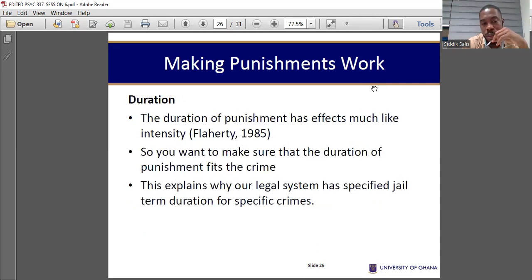Then the duration. The duration should also be accurate. And that's why I think it is even said here. This explains why our legal system has specified jail term duration for specific crimes. Imagine someone steals, let's say, yam, and for that you give the person 10 years. Someone stole millions of dollars, and then you said the person should go for 1 week or 1 month. Don't you think the person will repeat that thing again? So we should look at the duration as well.